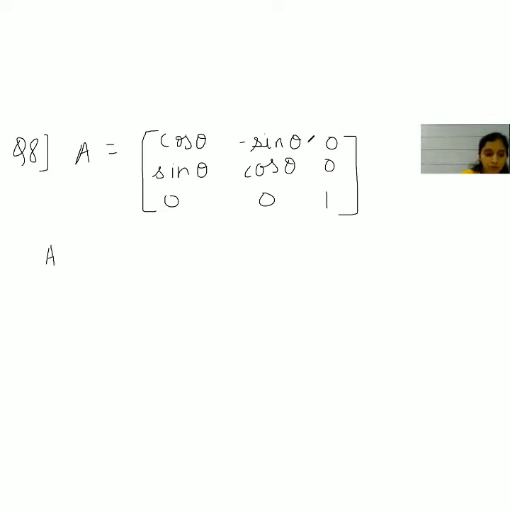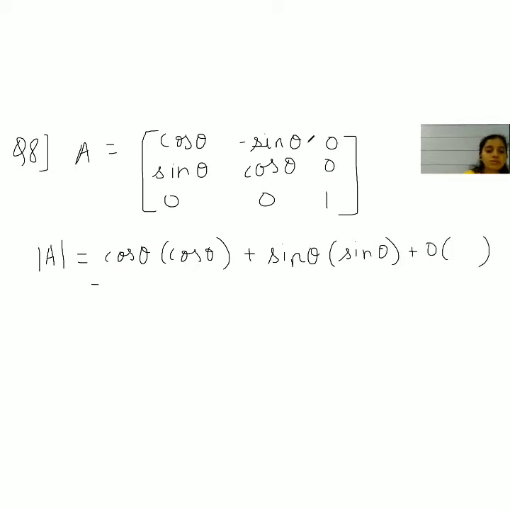For that, let's check the determinant value first. So we have cos theta multiplied by cos theta. Minus of minus becomes plus sin theta, and we have sin theta over here, and the last term is plus 0. So whatever is in the bracket would be cos square theta plus sin square theta, which is 1, and therefore A inverse exists. Okay, so we now know that A inverse exists.